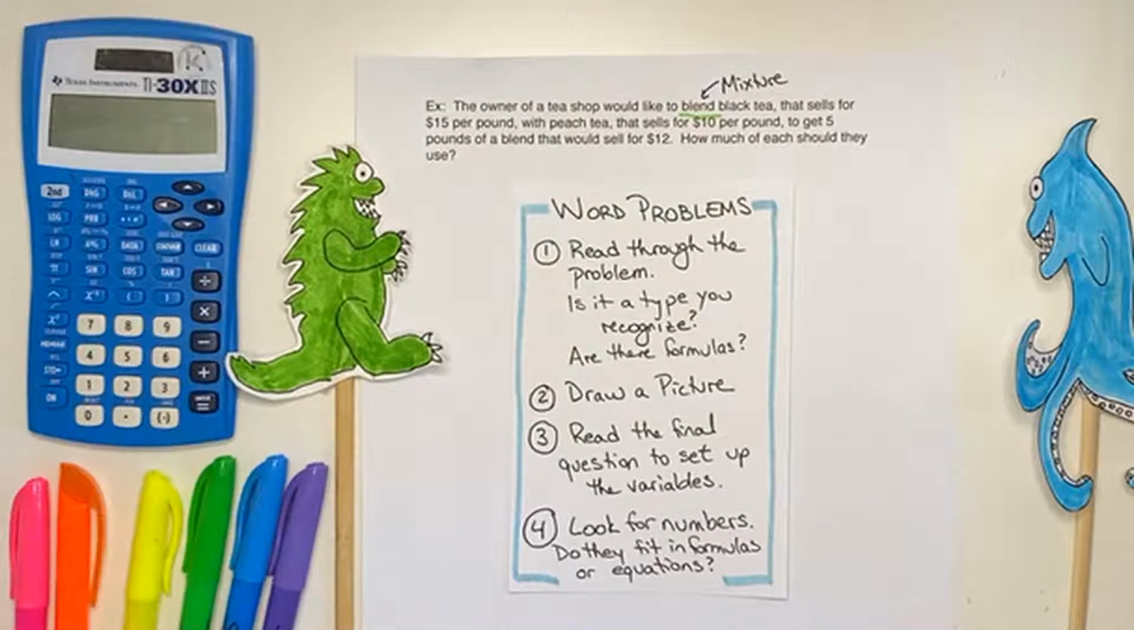The owner of a tea shop would like to blend black tea that sells for $15 per pound with peach tea that sells for $10 per pound. Technically, it's a tisane, but we're going to overlook this, to get 5 pounds of a blend that would sell for $12. How much of each should they use?